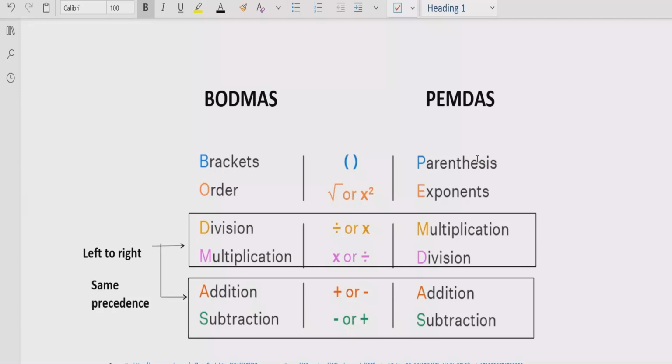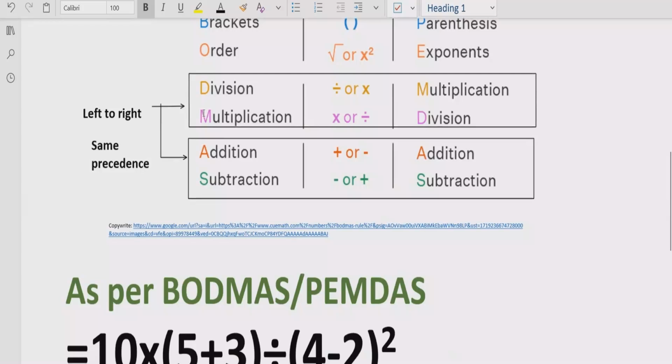Step number 3 is you have to solve division and multiplication. Both have similar precedence. So what you have to do, you have to go left to right in your expression and find out division and multiplication. Similarly, for addition and subtraction, we have same rule. We can solve addition first if it is coming first, and we can solve subtraction first if it is coming first. So we have to go left to right and find out which is coming first.